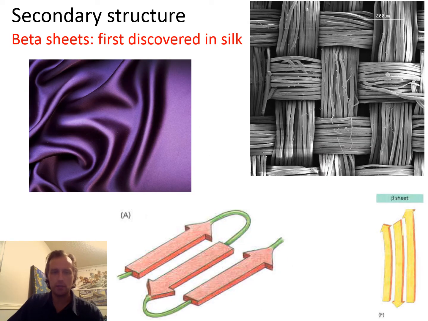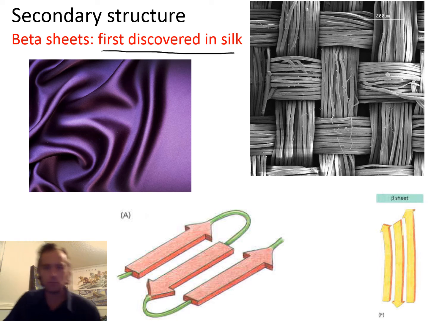Beta pleated sheets. They were first discovered in silk using a microscope. The beta sheets are not visible in a microscope. Actually, sorry, let me take that back. This is a picture using a microscope, and they are really smooth and flat, which gives silk its very smooth texture.